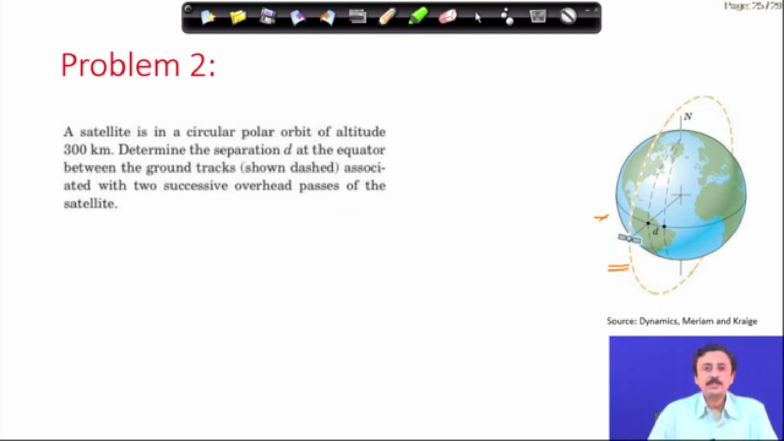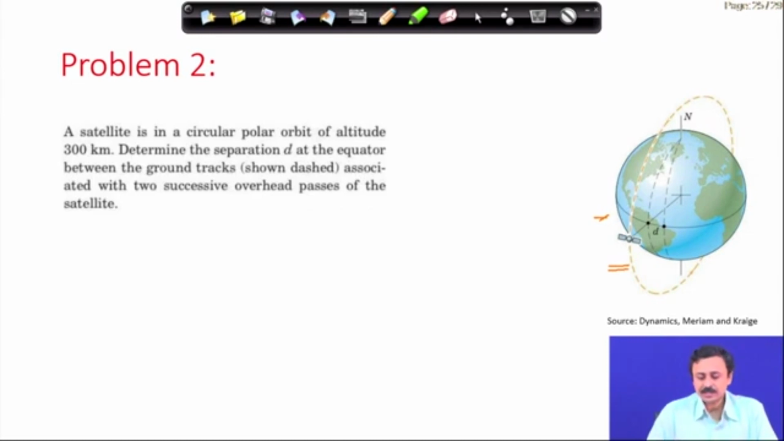Okay, the next problem, which is again taken from the book of Meriam and Craig. A satellite is in a circular polar orbit. Polar orbit means it goes over the poles, the north and the south. It is on a circular polar orbit of altitude 300 kilometers. Now, this 300 kilometers is from the surface of the earth, of course.